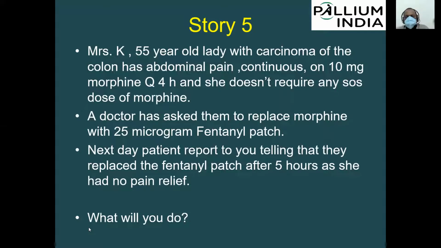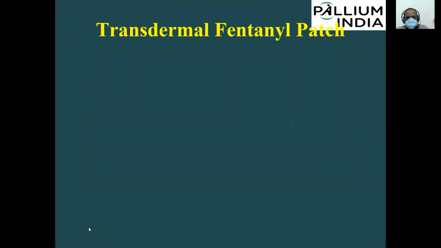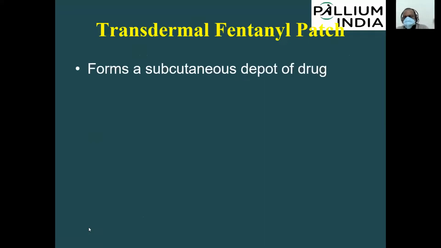There are a few points which you have to understand regarding the fentanyl patch. So how does the fentanyl patch act? Once you apply the fentanyl patch, it forms a subcutaneous tissue storage. From this subcutaneous tissue storage, a constant amount of fentanyl will be released into the systemic circulation. But to have this storage, it will take about 8 to 12 hours. So the action of the fentanyl patch will start only after 8 to 12 hours.